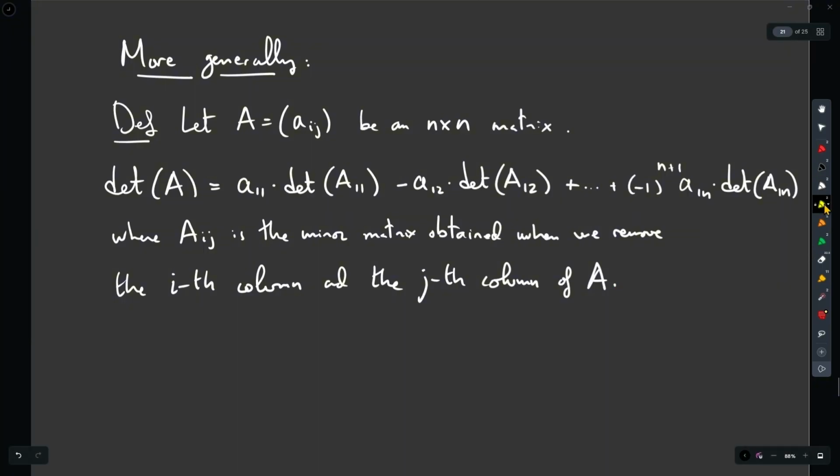By the way, this formula right here is what we call the expansion along the first row, because I am going along the first row, just looking at the coefficients of the first row and then looking at minors. But you can do this along, in fact, any row and any column, and you actually get the same answer. So let's find a determinant in a particular example.